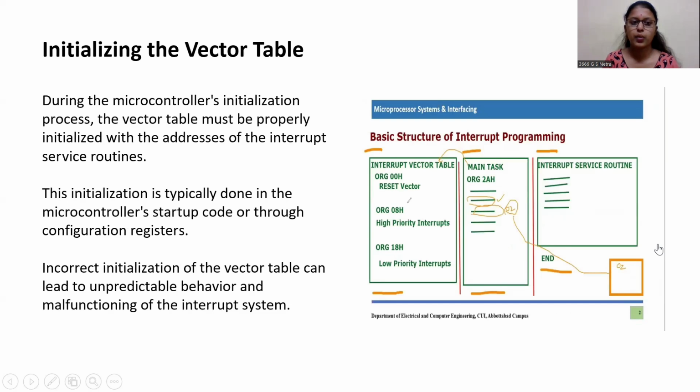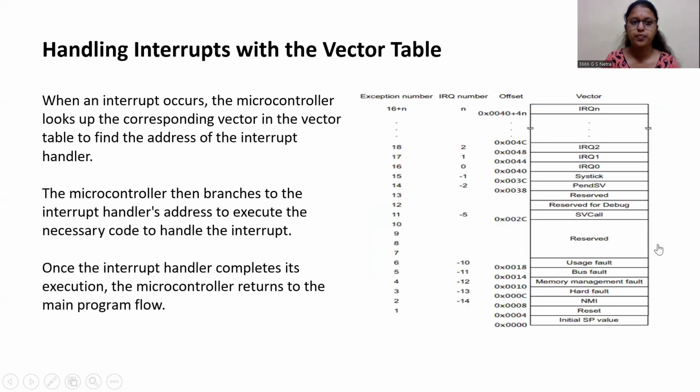Next, initializing the vector table. During the microcontroller's initialization process, the vector table must be properly initialized with the addresses of interrupt service routines. This initialization is typically done in the microcontroller's startup code or through configuration registers. Incorrect initialization of a vector table can lead to unpredictable behavior and malfunctioning of the interrupt system.